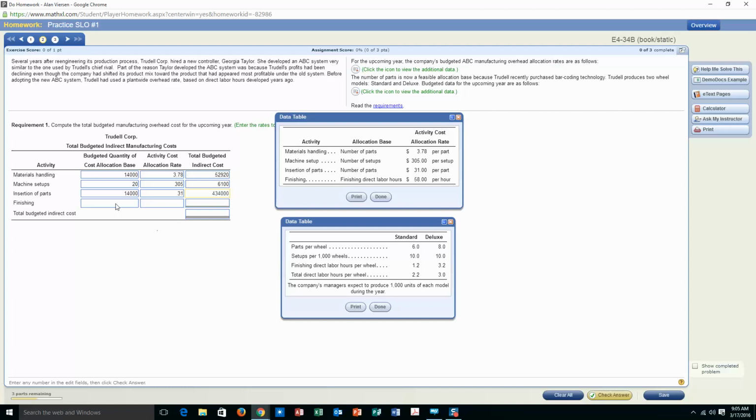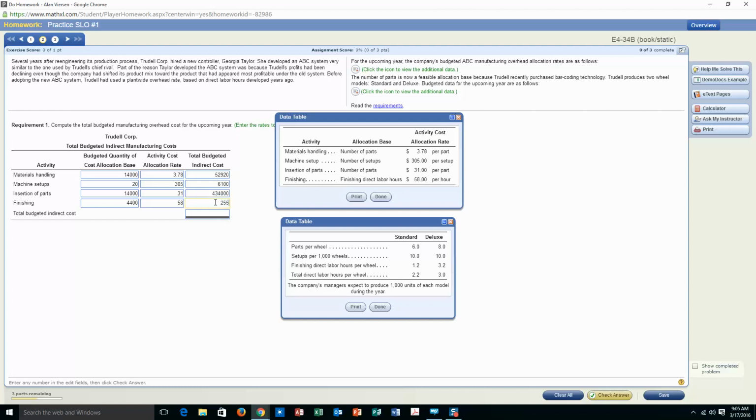Again, I'm using both of these two tables. So that's $434,000. And finally, finishing. So I go over here and it says that the standard uses 1.2 hours, deluxe uses 3.2 hours. So together that's 4.4 hours. Again, we're doing the total, so it's 4.4 times 1,000 or 4,400. And the allocation rate for finishing is $58.